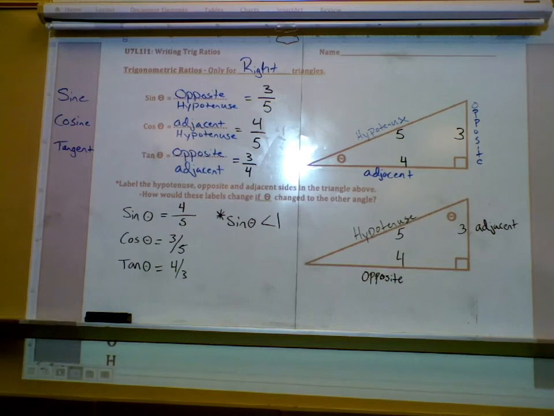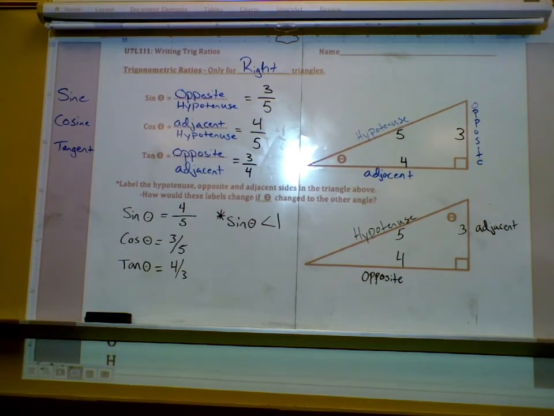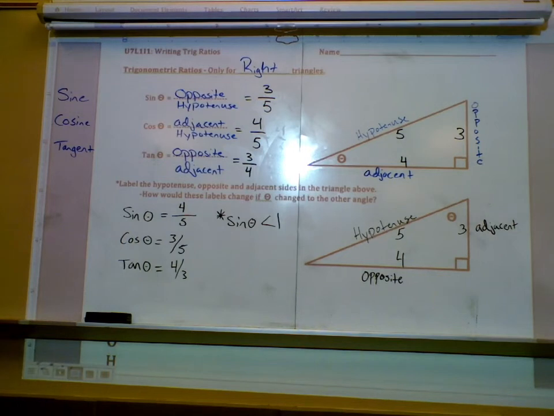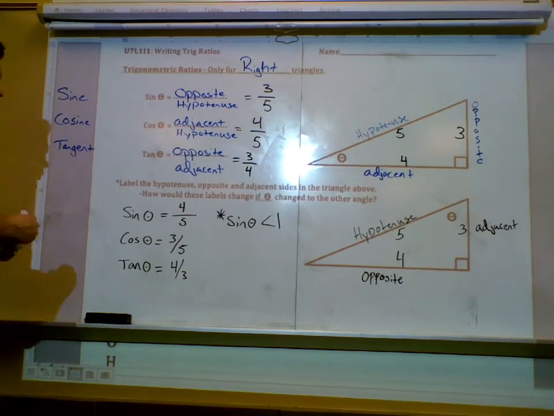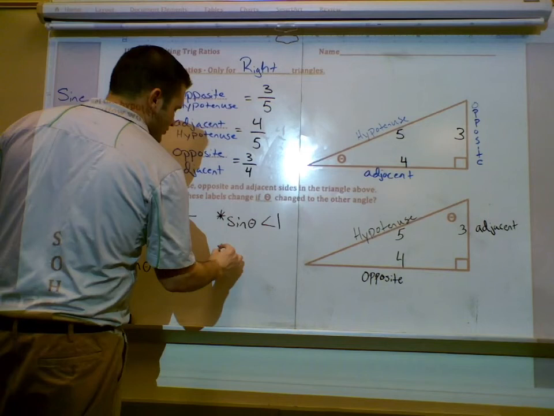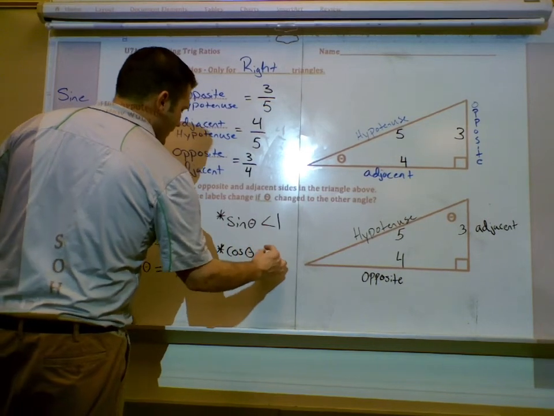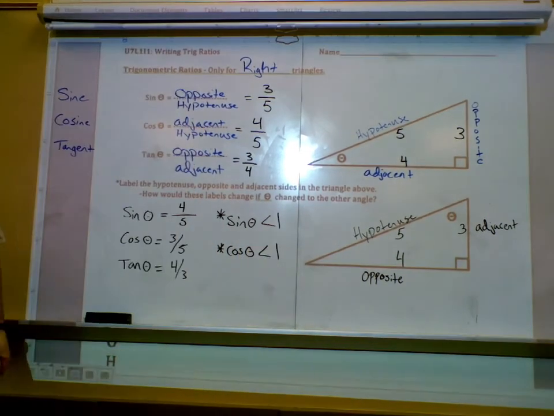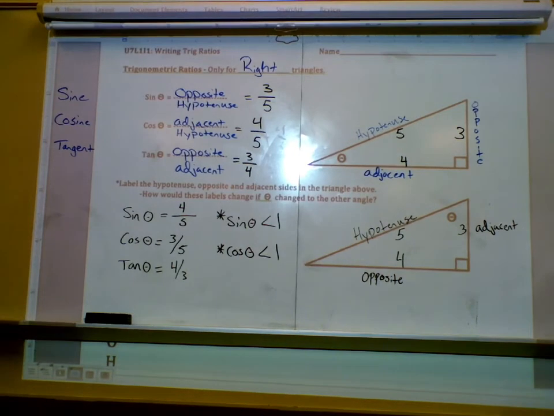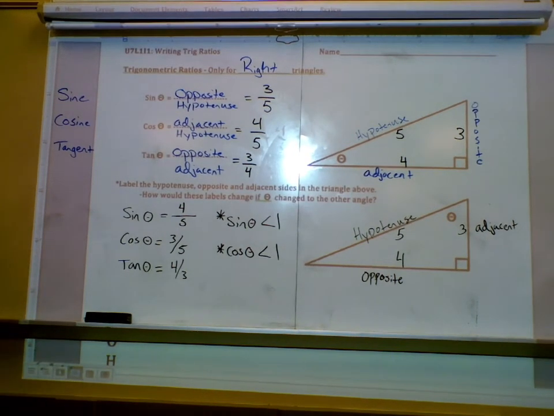Same question, but for cosine. Don't shout the answer out. Will cosine ever be larger than 1? Just think. Okay, Jamari, what do you think? No. Why not, Jamari? The hypotenuse is the biggest side, the longest side, and it's on the bottom. Good. The hypotenuse is the longest side, and it's on the bottom. So cosine of theta will never be larger than 1.